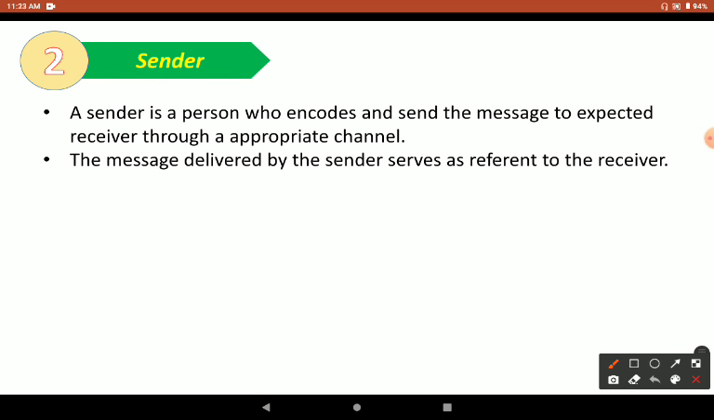A sender is a person who encodes and sends the message to the expected receiver through an appropriate channel. That is very simple, that you can understand. The message delivered by the sender serves as a referent to the receiver. Okay, means if the sender has sent the message to the receiver, so it will act as a referent for the receiver.